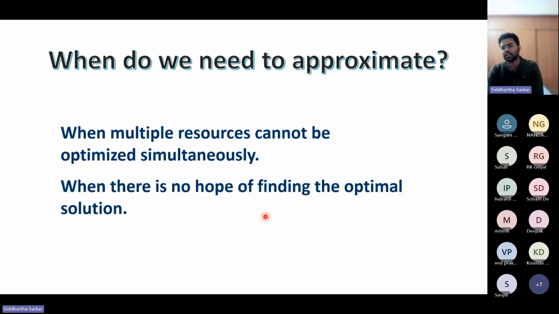So another case can arise. Suppose it is not even possible to find the optimal solution. This is a more interesting case. In this example, we had one algorithm for minimizing time and another algorithm for minimizing cost. But there could be situations where finding the optimum is not even possible. We have no hope of finding the optimal, and then we have to resort to approximation only. From an algorithmic point of view, this is the most prevalent case where approximation becomes necessary.